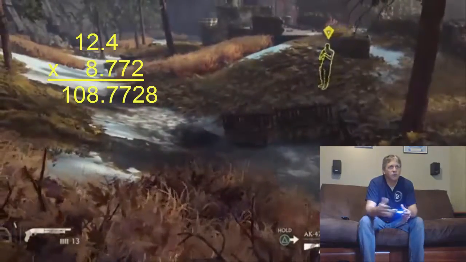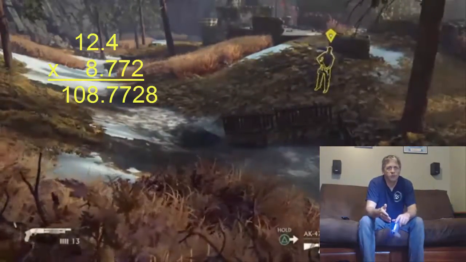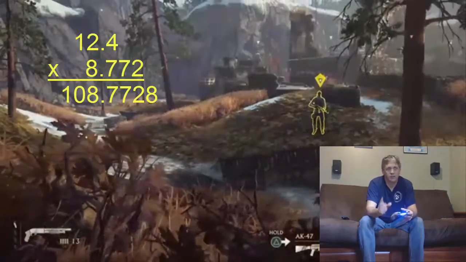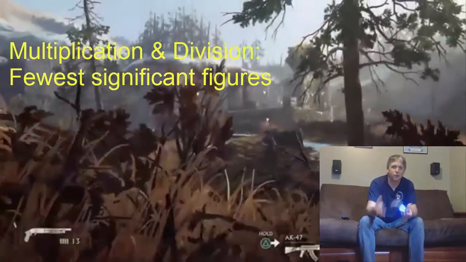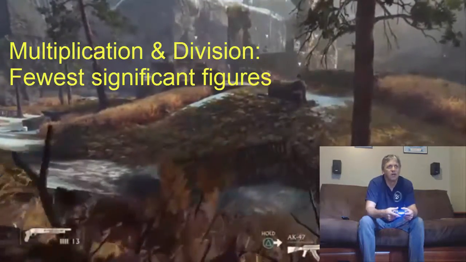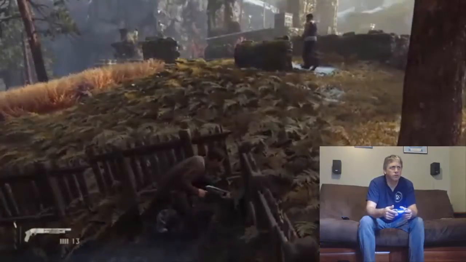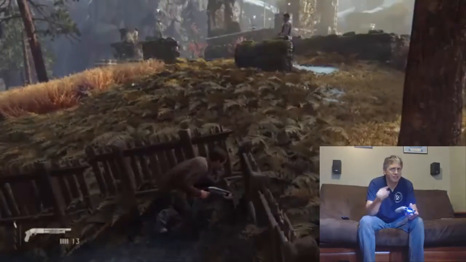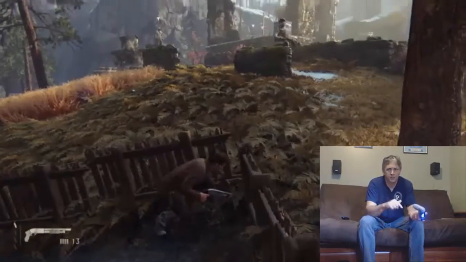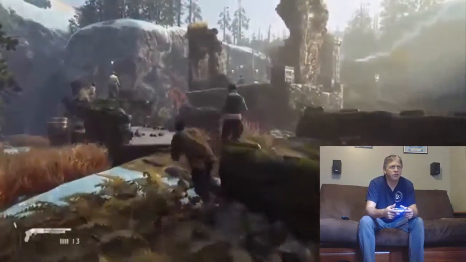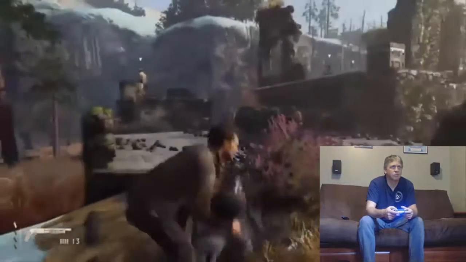So with multiplication or division, the thing you're going to look at is the number with the fewest significant figures. And you're going to round to that many significant figures. The reason is the same reason we had the question marks with our addition and subtraction, but to see the question marks in a multiplication or division problem, you have to do long multiplication or long division, and a lot of times it's just not worth it.